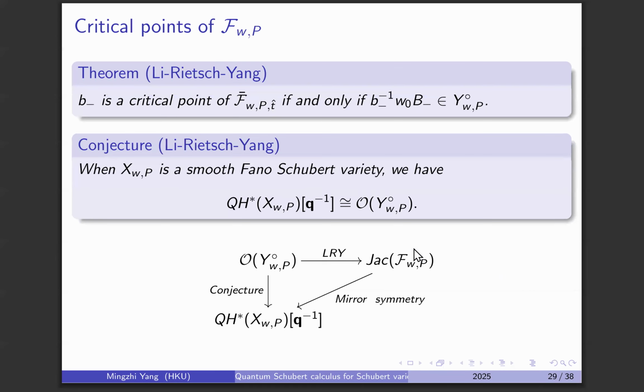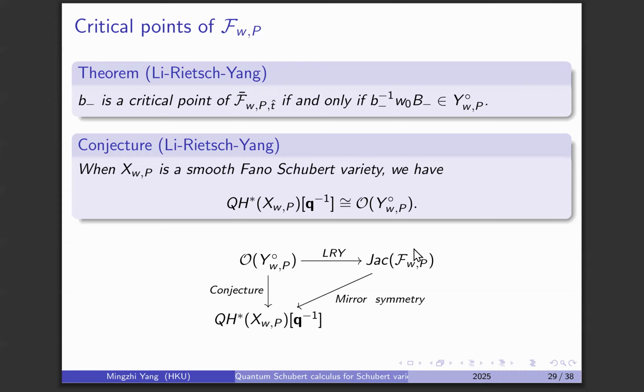And then the main result in the project of Li-Rietsch and Li: we proved that we have the superpotential, we have the open extended Peterson variety, and we find that the critical points of the superpotential can recover the open Peterson variety. So we have generalized the triangular to the case of Schubert varieties.